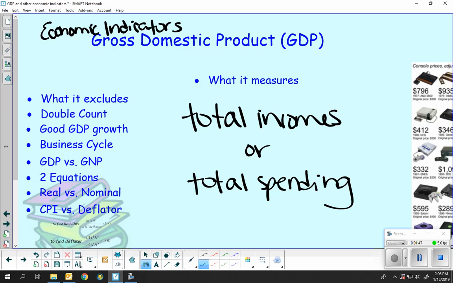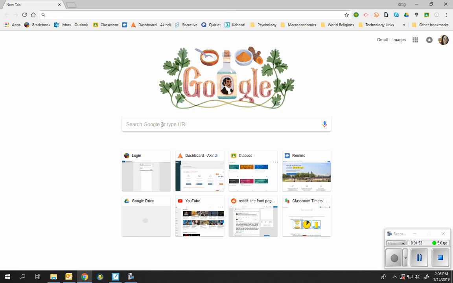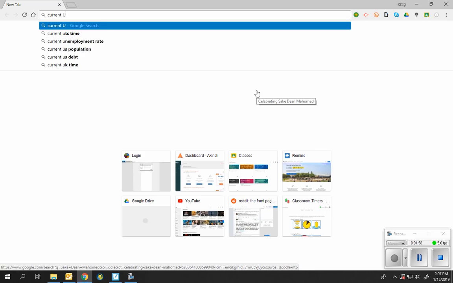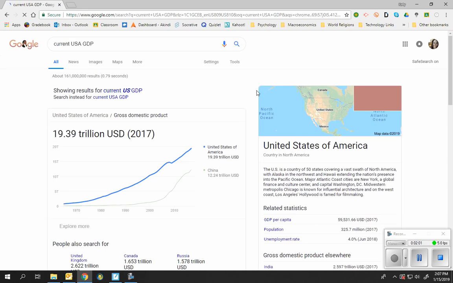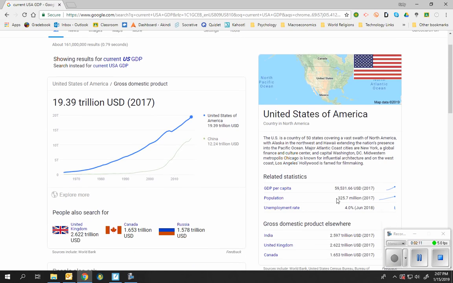And our GDP, I'm really just going to quickly Google, because I want to know the exact amount. Current USA GDP. Okay, 19.39 trillion, that's of last year. 2018 hasn't even figured yet. GDP per capita is 59,000. That's our GDP divided by our population. Per capita means per person. So our GDP in the United States is $19.39 trillion.